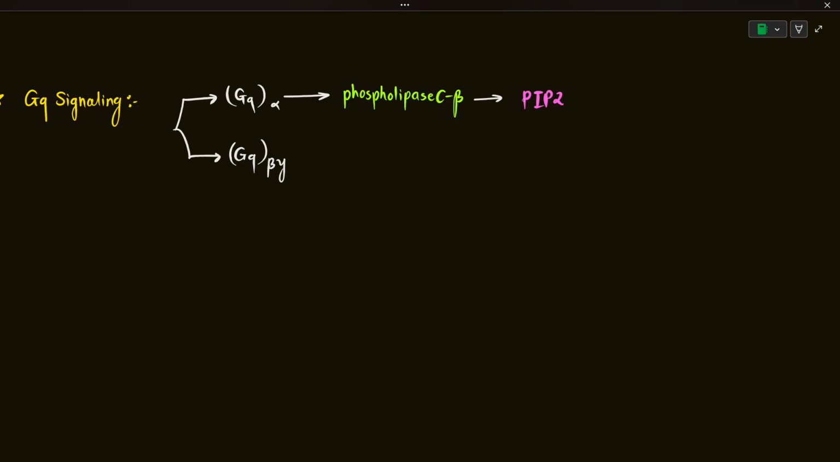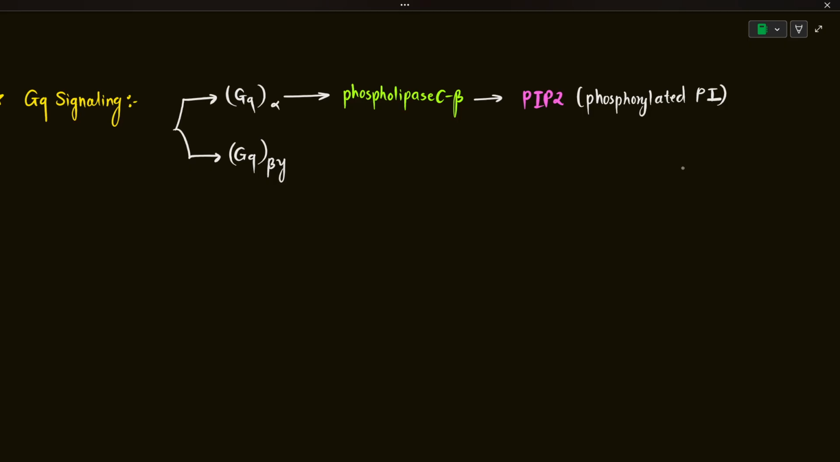PIP2 is phosphatidylinositol 4,5-bisphosphate. This is actually a phosphorylated phosphatidylinositol. When two phosphate groups are added on phosphatidylinositol, it results in the formation of PIP2, phosphatidylinositol 4,5-bisphosphate, and this is broken down by phospholipase C beta. So this is very important.